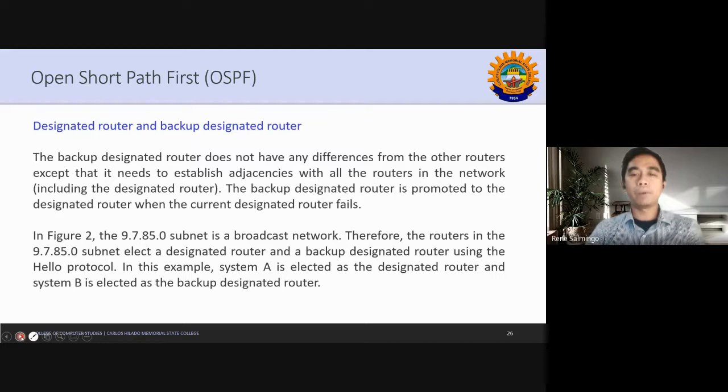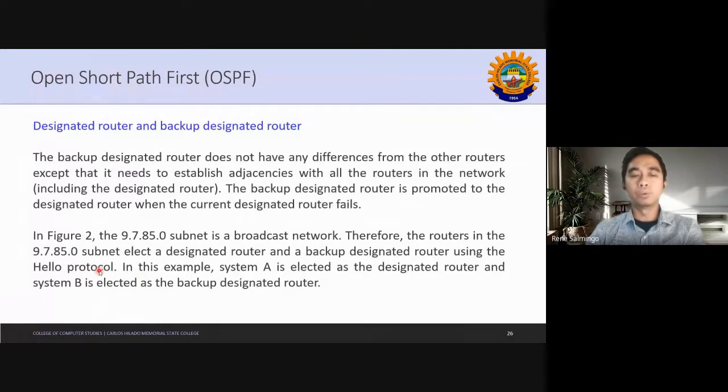The backup designated router is promoted to the designated router when the current designated router fails. So in this way, the network will still be present in cases the first router, or the designated router, fails. So that's the purpose of the backup designated router.